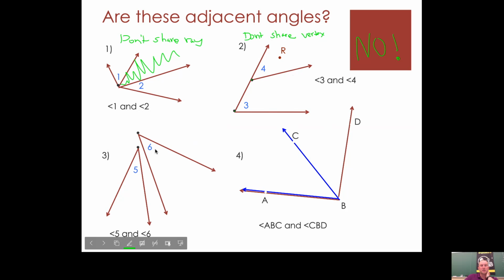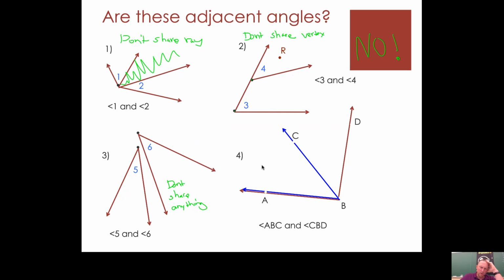Angle 5 and angle 6, they are not adjacent. They don't share anything. They don't share a vertex. They don't share a side. They don't even touch.